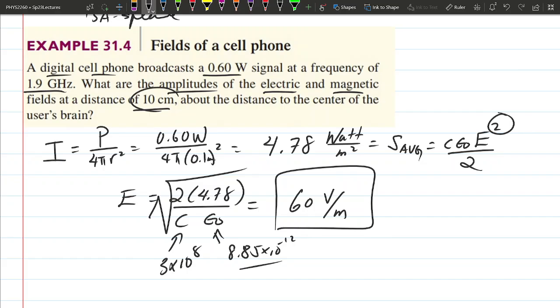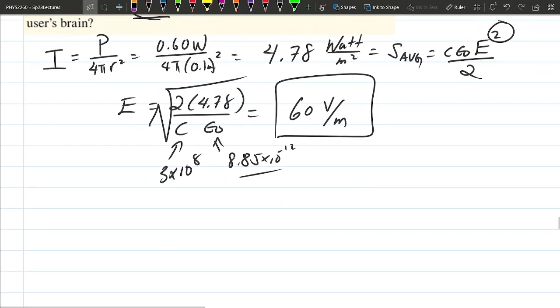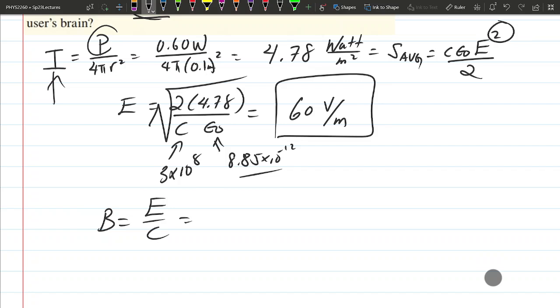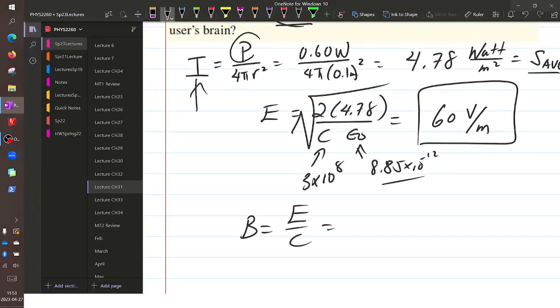Any idea how to convert this to magnetic field if we know the electric field? You're right, divide by the speed of light, and that's it. I'll let you guys do that. Does that make sense? So you use intensity to calculate from the power, and from that you can calculate the electric field by using the Poynting vector. Let's wrap up.